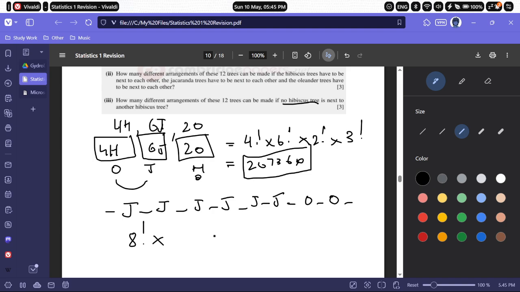Can both methods be used on the same question, or are the methods supposed to be used on specific use cases? Wait, are you talking about using gap method and the box method together? Because you can use the box method in this as well, to be honest, but that's like an alternative method. If you want, I can talk about that. So anyway, this would be 8 factorial times 9P4.